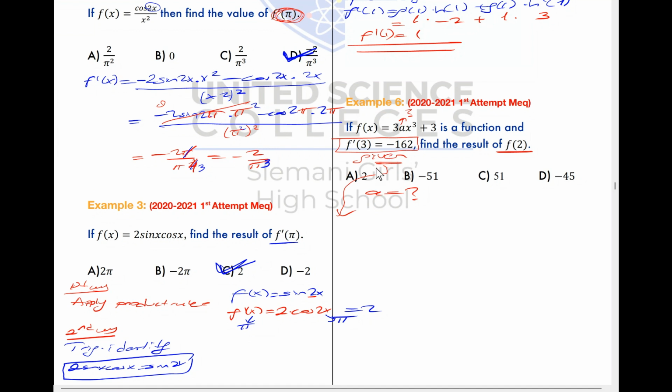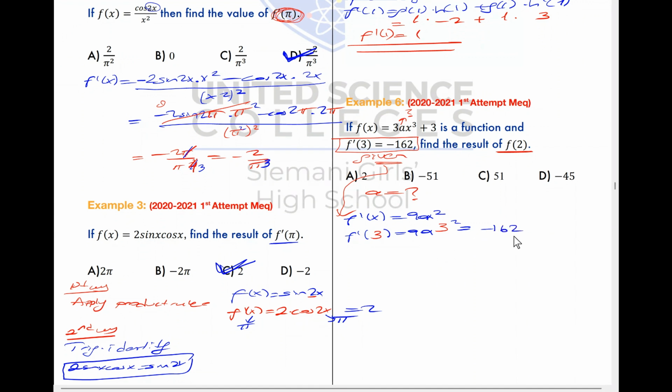Okay, f prime of x equals, I see a power here, apply power rule, 3 in front, 3 by 3, 9, a x to the power of what? Reduce the power by 1, 2. Derivative of 3 is 0. So this is given as f prime of 3. Substitute x for 3. This is given as 9a times 3 squared, as negative 162.